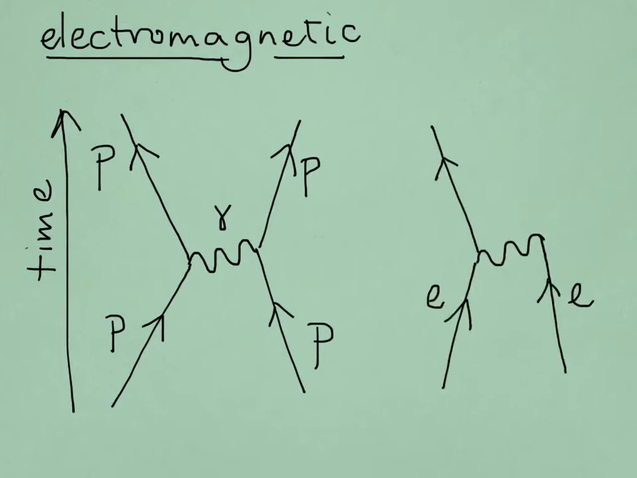You could obviously also draw the same diagram pretty much for an electron. Okay, so they also repel and they also exchange photons. Now the more interesting force is the weak nuclear when it comes to Feynman diagrams. So there are far more possibilities.